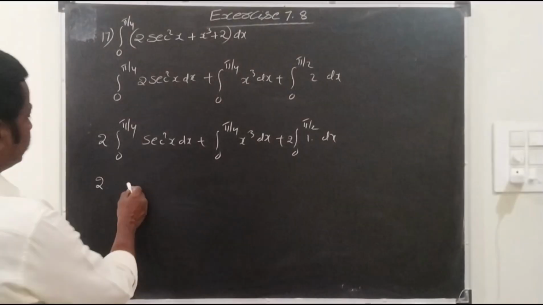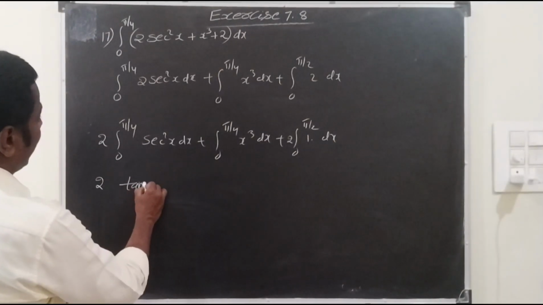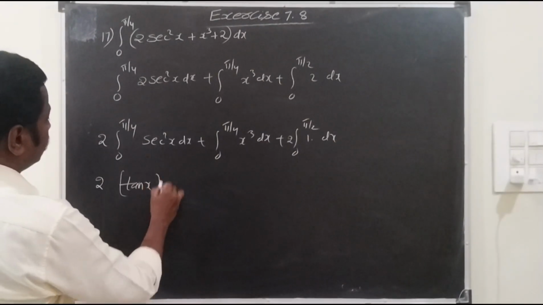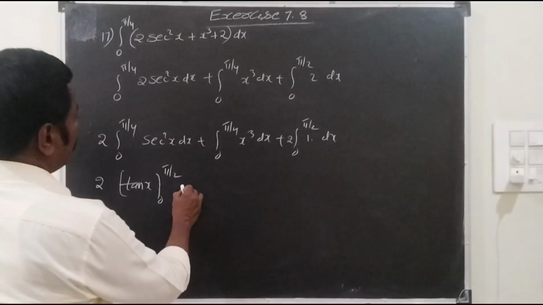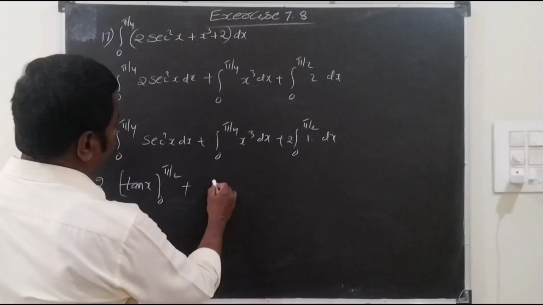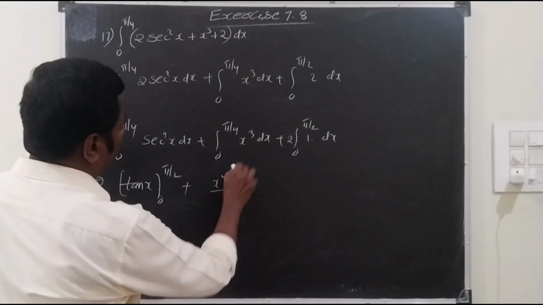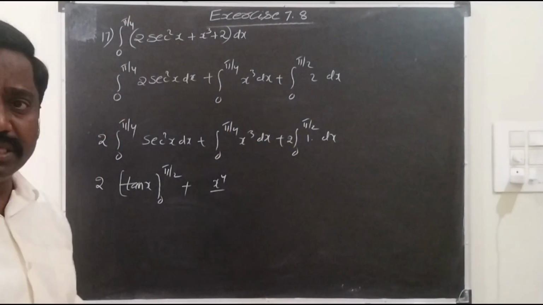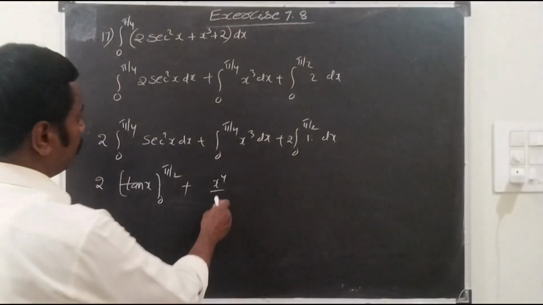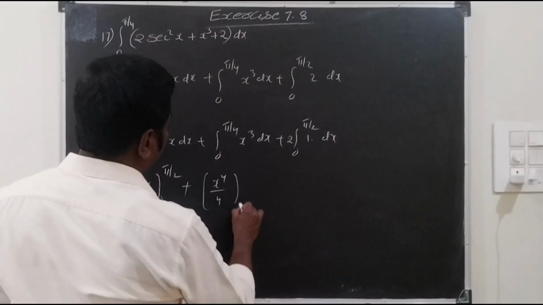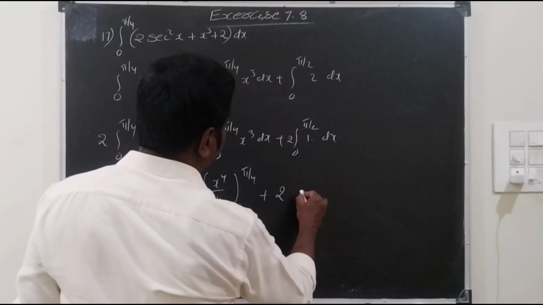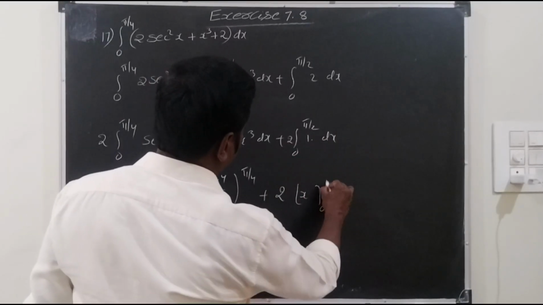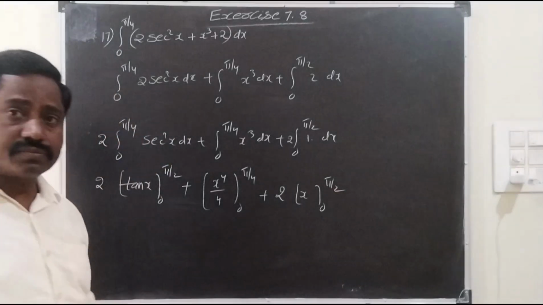Integral of secant square x is tan x, 0 to pi by 4. Plus integral of x cube: x power 4 by 4. The basic formula is integral of x power n is x power n plus 1 by n plus 1, with limits 0 to pi by 4. 2 constant, integral of 1 dx is x, 0 to pi by 4.